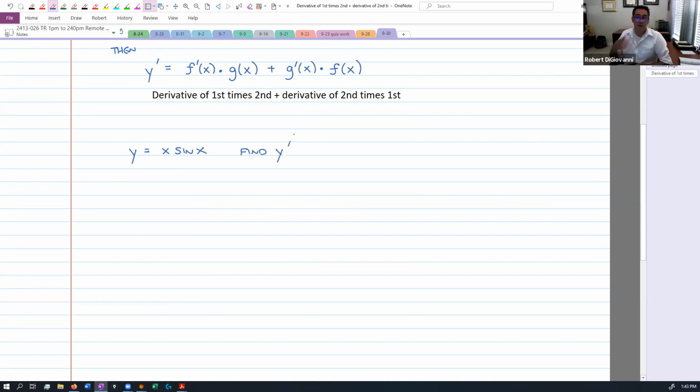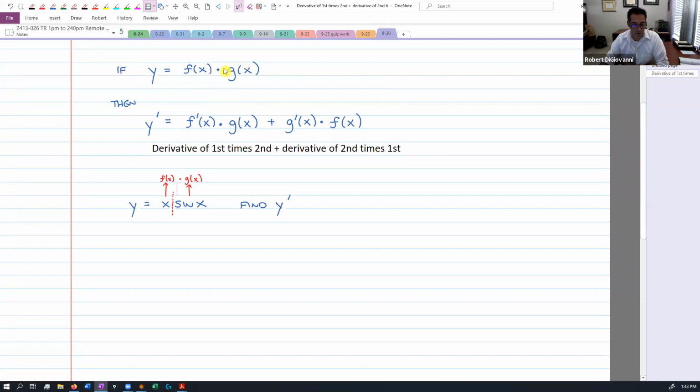All you have to do is, well, you have to first recognize that you have a product. Everyone here needs to see that you've got multiplication right there between those two, right? And so that first thing you have here, that's kind of like the f of x. And the second thing you have here is kind of like the g of x, and they're being multiplied. Just like this. And so now we just go to the formula.